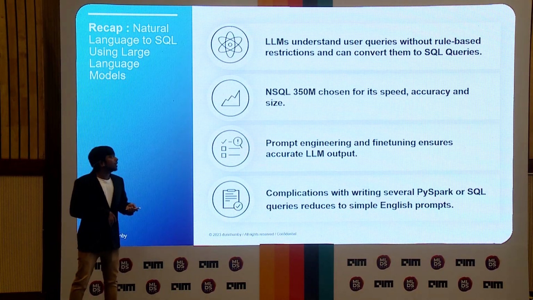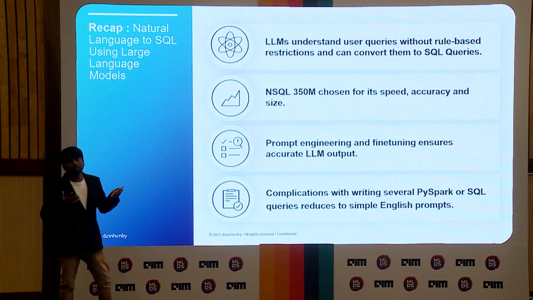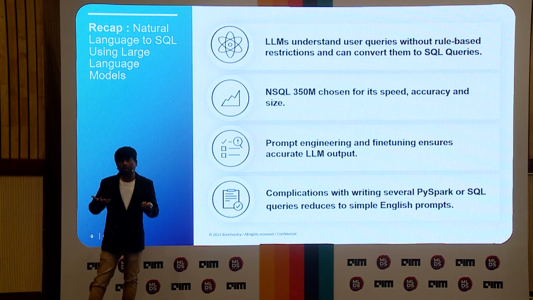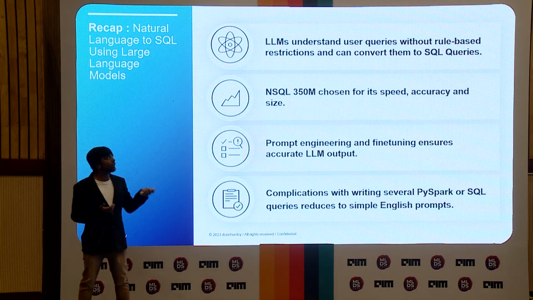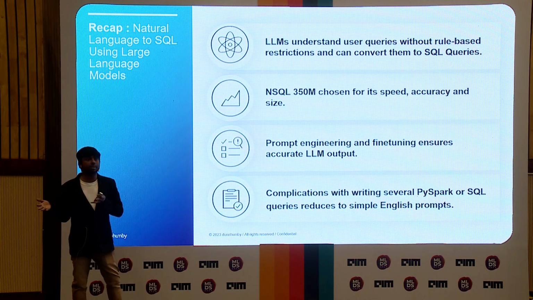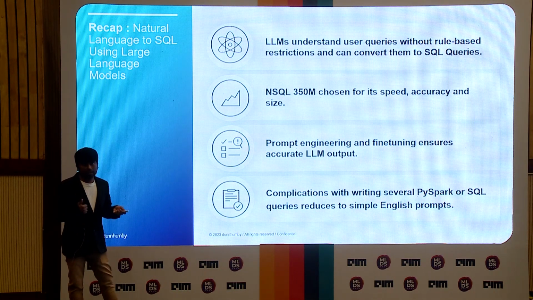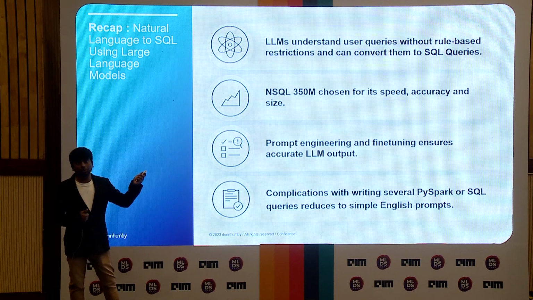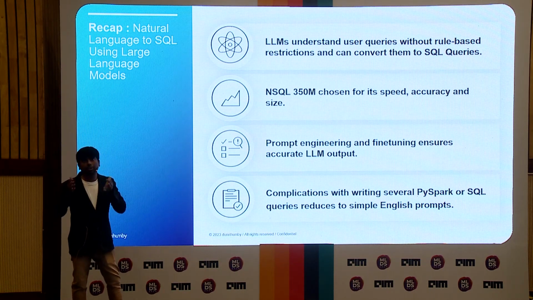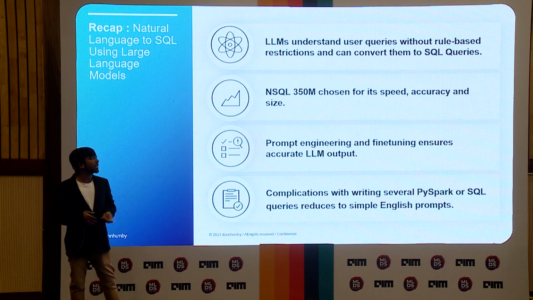So let's recap what we discussed. Large language models have a specific advantage over these traditional methods because they are not restricted by rules, and they do not have the complexities and difficulties that we have with drag and drop query builders, which cannot generate specific insights. And specific large language models like NSQL 350 million, which we chose, can convert this into SQL queries because that's how they have been instruction fine-tuned. We decided on this specific model because it has a good balance between speed, accuracy, and size. It can run on a CPU.